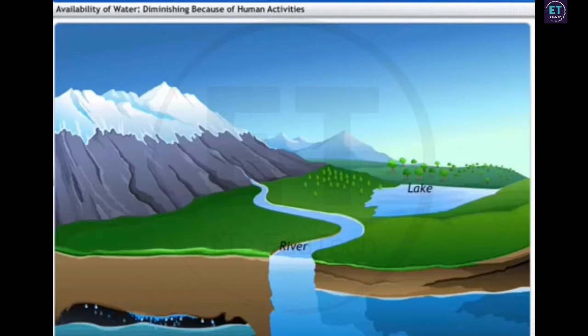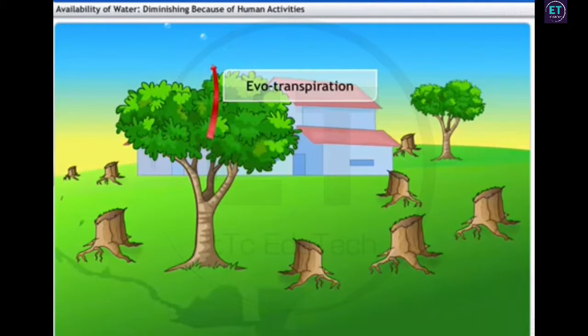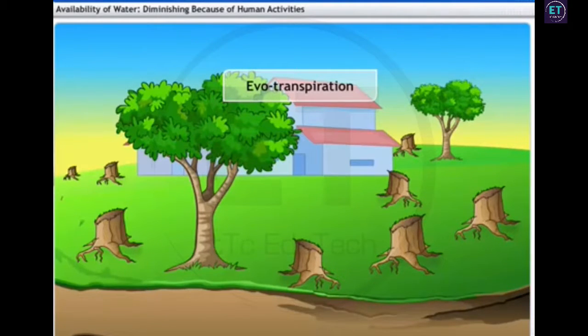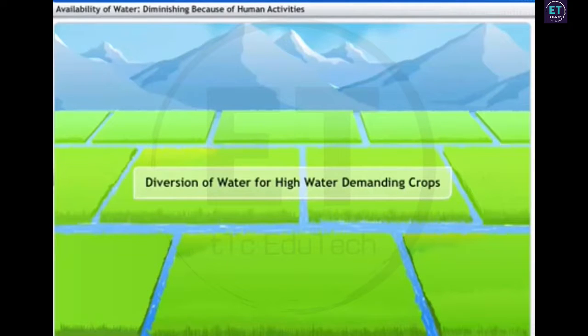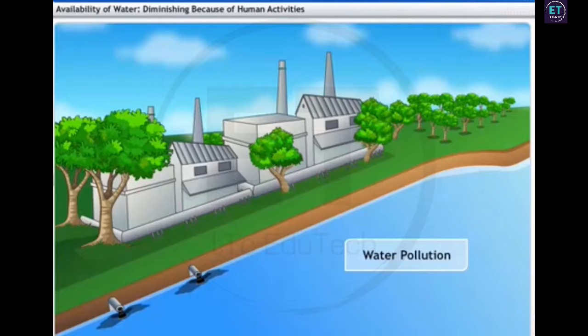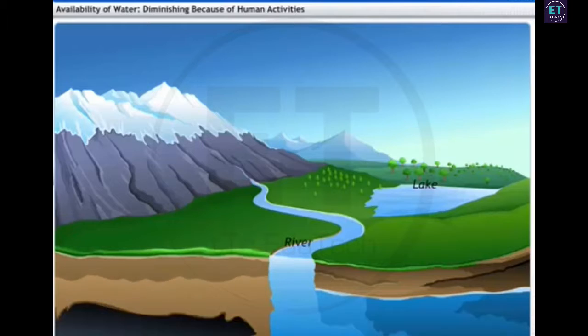This happens because of the following three reasons. Human activity results in the loss of forest cover, which in turn reduces the amount of water vapor released during evapotranspiration. Deforestation has also reduced the recharging of underground water. Secondly, a lot of water is diverted for high water demanding crops. Lastly, dumping of industrial and urban wastes into lakes and rivers results in water pollution. These factors are even affecting groundwater reserves.